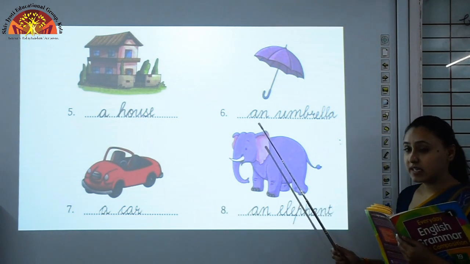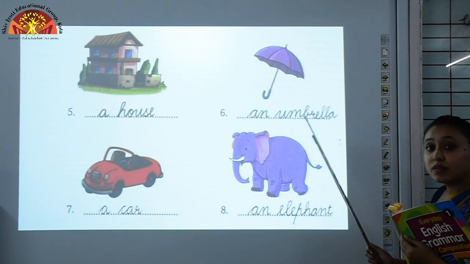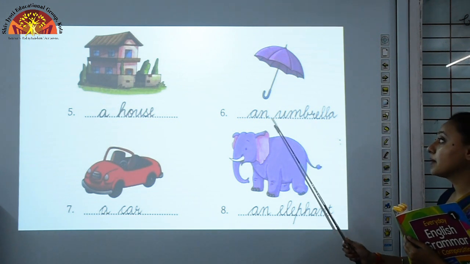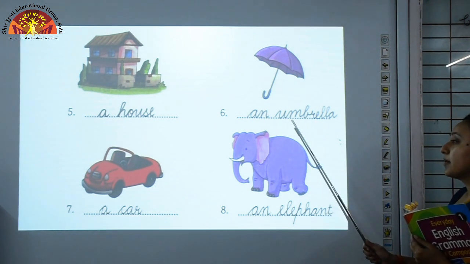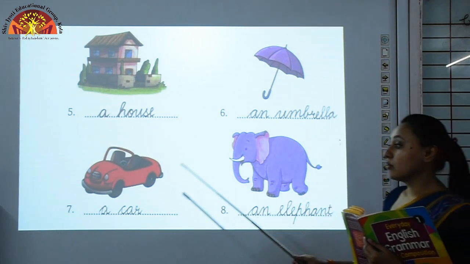Now look at number 6. This is the picture of umbrella. An umbrella is a vowel sound word, okay? Umbrella is a vowel sound word. So we will add N before umbrella. And umbrella, U-M-B-R-E-L-L-A, umbrella.